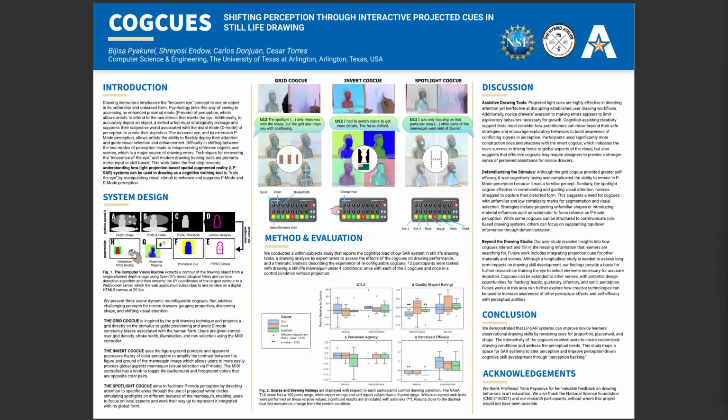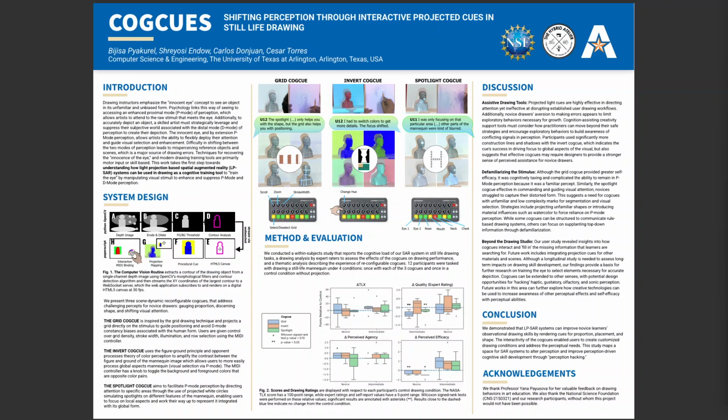Our first cue, the grid cog cue, is inspired by the grid drawing technique to help the user with positioning and avoiding D-mode constancy biases associated with the bilaterally symmetrical human form.